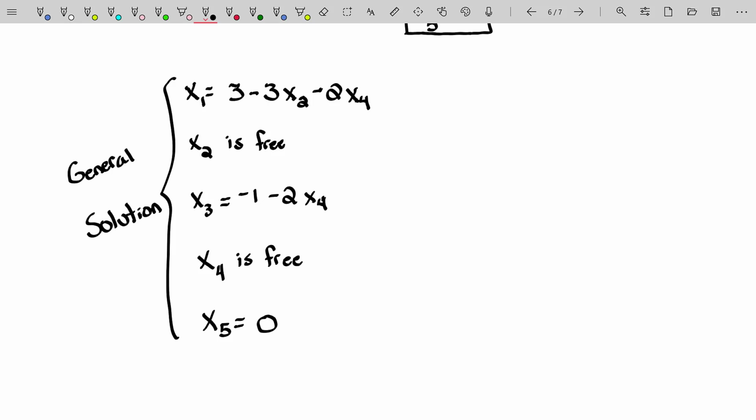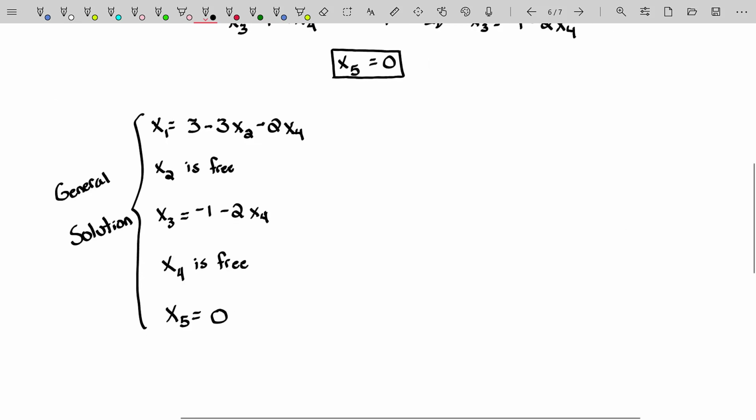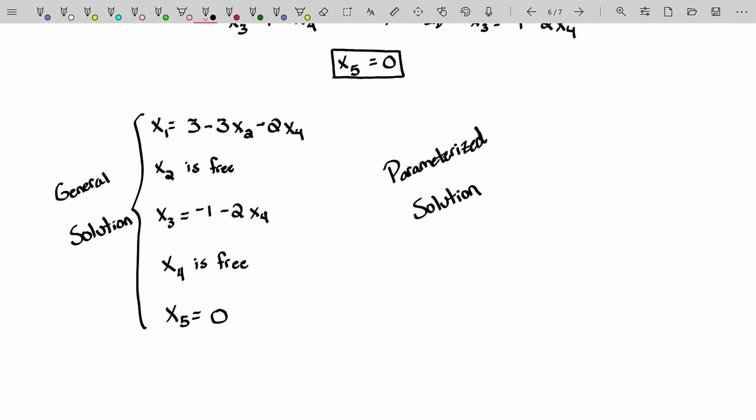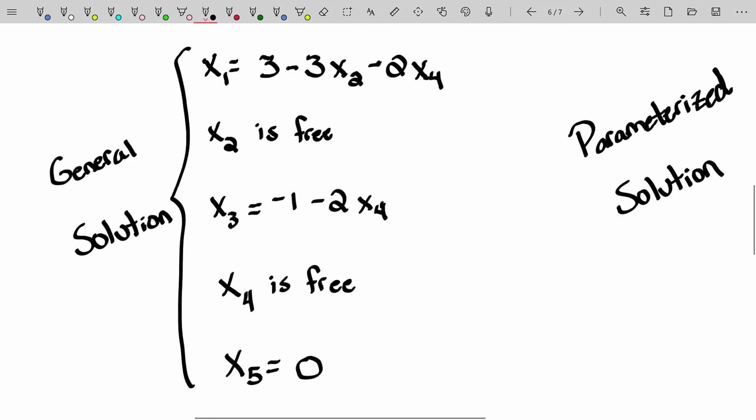Now, there are a lot of other ways to write this, but I would probably say this is the best way to write it. There is a parametrized solution, and I should write that down because your instructor might require that. So let's pretend as though your instructor is requesting that you write your answers in terms of parametrized general solutions.